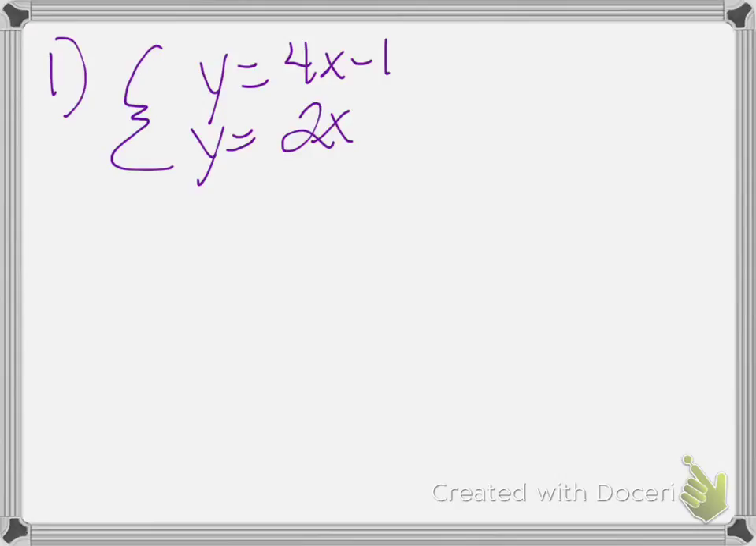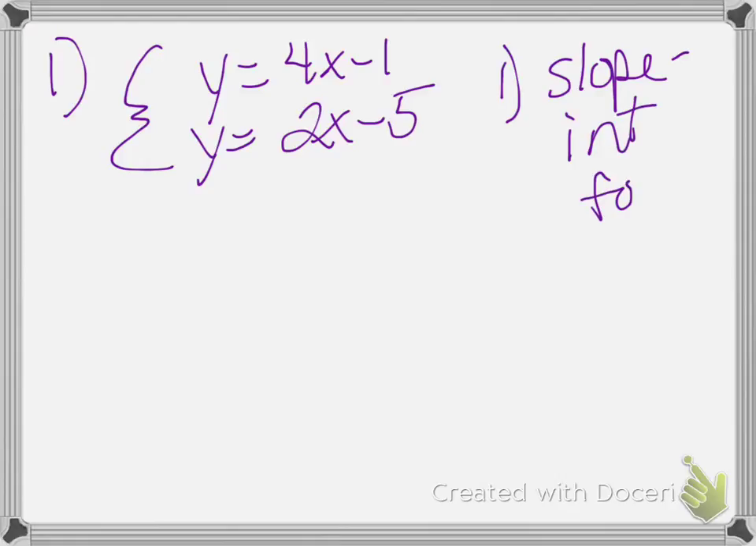So, number 1 on page 5. We are given y equals 4x minus 1 and y equals 2x minus 5. So what we're going to do here, these are both in slope-intercept form. This is the example page. So check for that.